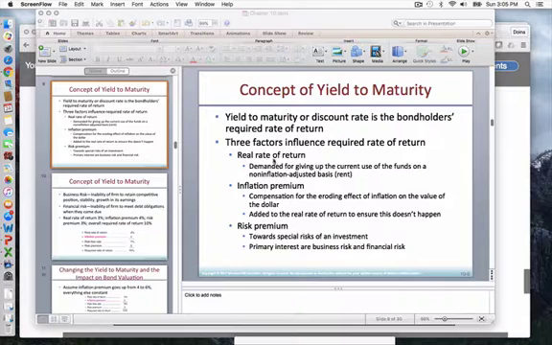One is the real rate of return. It's how much of a return investors demand for their money, because once they decide to use some amount of money and buy bonds, that amount of money cannot be used for other purposes. So how much do they require for the return on this investment?